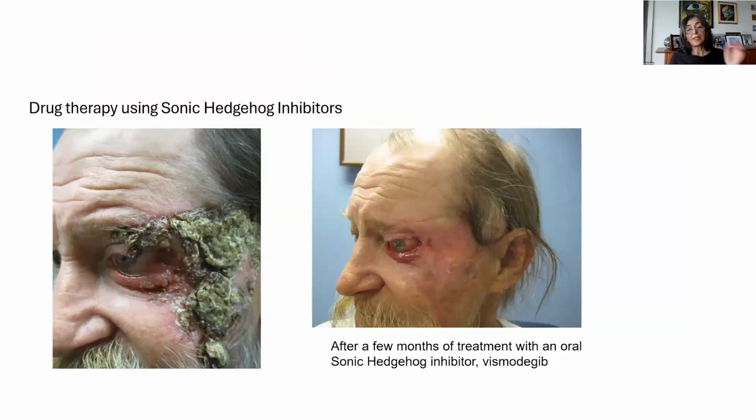For some of these larger lesions, now we do have some drugs that are available. They're available in many countries in the world. At least 70 countries have these drugs approved and under formularies. They're referred to as sonic hedgehog inhibitors. And there are two drugs in this class, vismodegib and sonidegib.